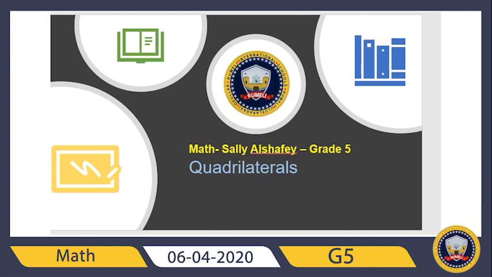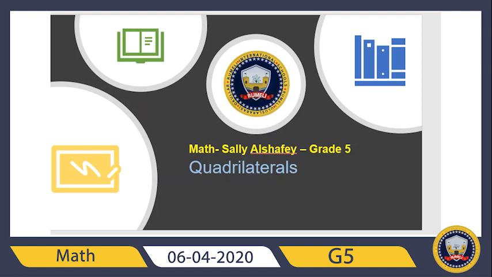Last week we covered triangles and their types, classifying triangles based on their side lengths, as well as classifying triangles based on the measure of their angles. Today we're gonna take a new lesson, which is the quadrilaterals.